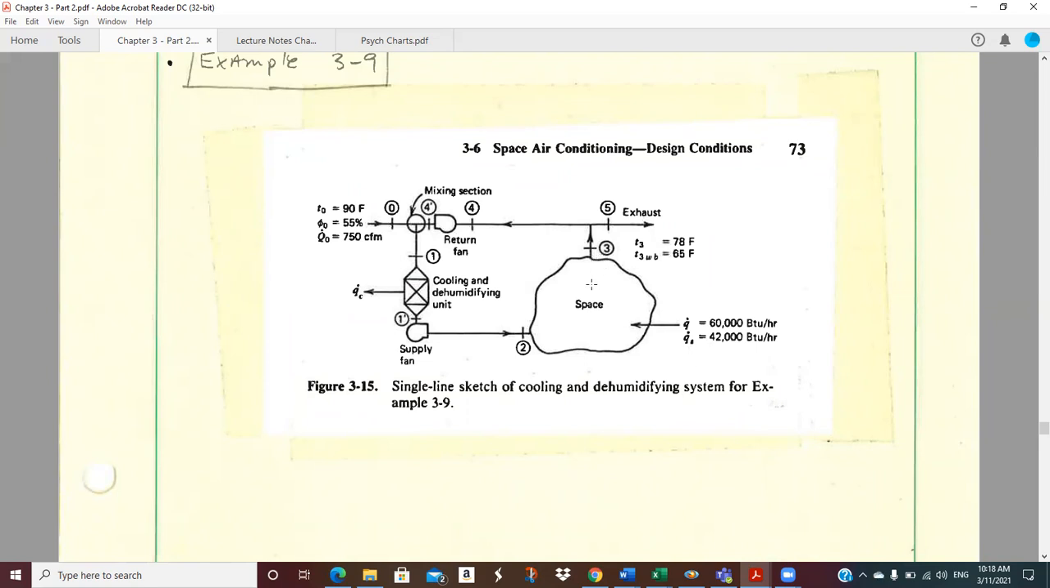In these problems, we assume that the temperature we maintain in the space, 78 and 65, is the return air temperature.